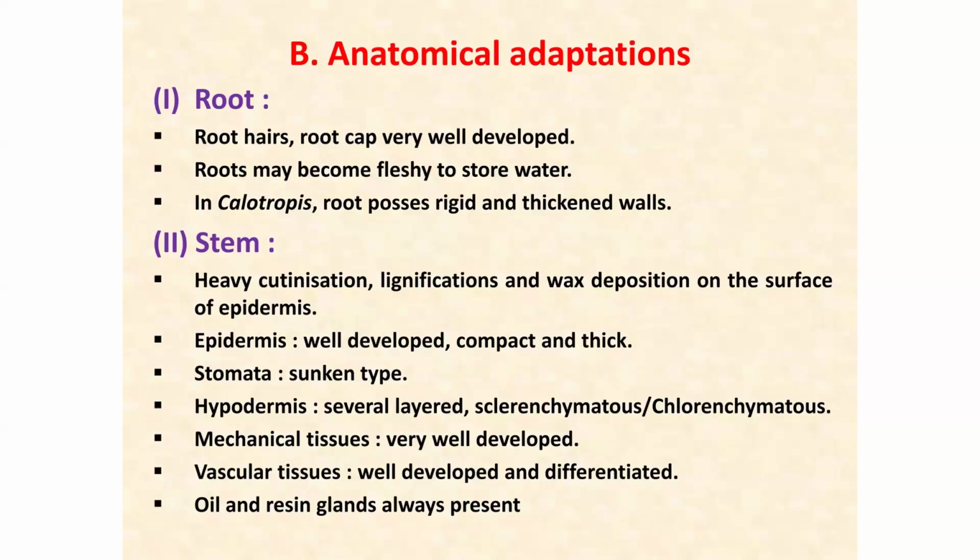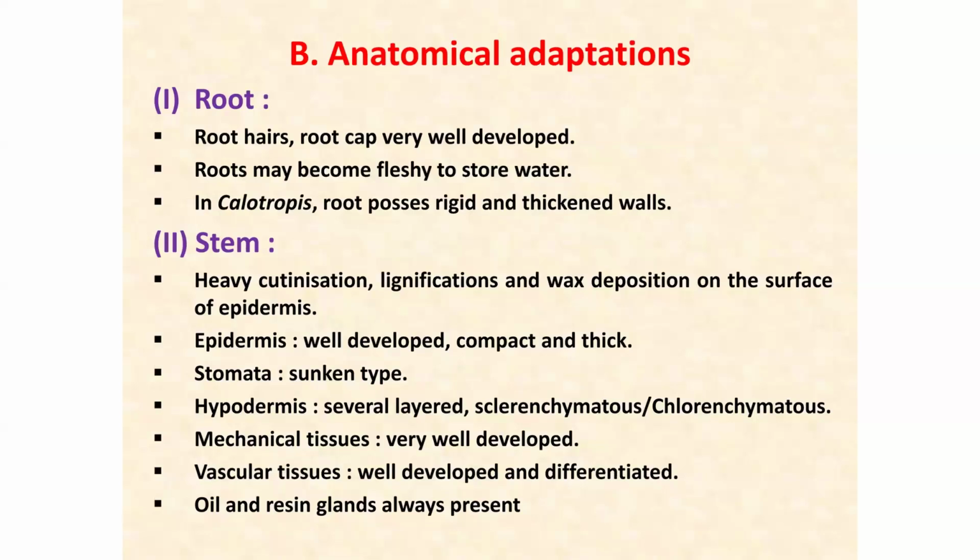Whereas in hydrophytes, the hypodermis is thin layered, with parenchymatous cells only. Here mechanical tissues are very well developed, and vascular tissues are also well developed and differentiated. Oil and resin glands are also present. So these are the anatomical characters of xerophytes: the root system is well developed, and the mechanical tissues are well developed, and the epidermis is also well developed with compact thick walls, covered with lignin or cutin or wax depositions. And the stomata, this is also a special character, the presence of sunken stomata. It is a characteristic feature of xerophytic plants.